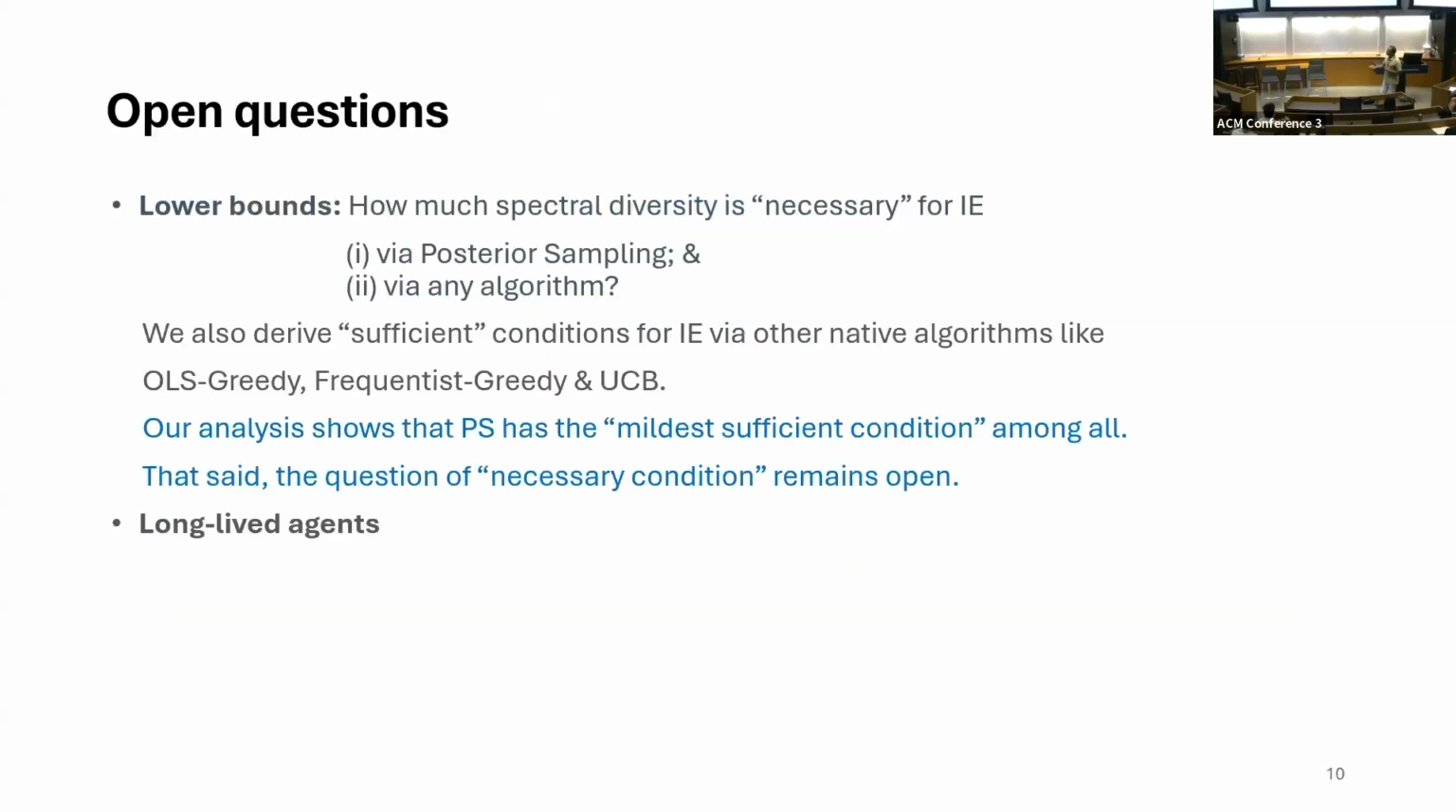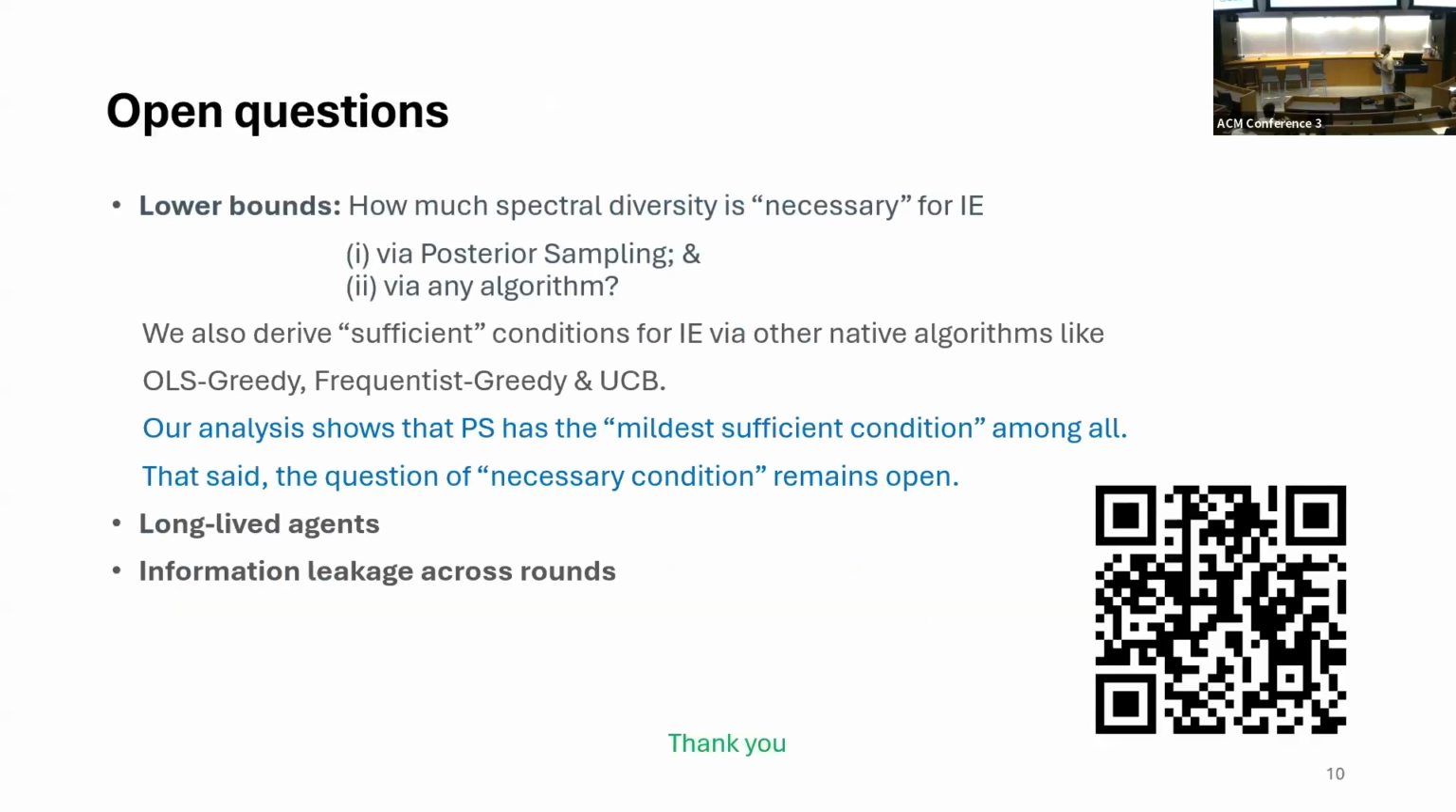So I will conclude with this slide. There are ample open questions in this area, the most important one being a lower bound, as to how much spectral diversity is actually necessary for incentivized exploration. What our work does is provide a sufficient condition which matches state-of-the-art bounds from previous works, but what the most relevant lower bound notion is still remains an open problem.